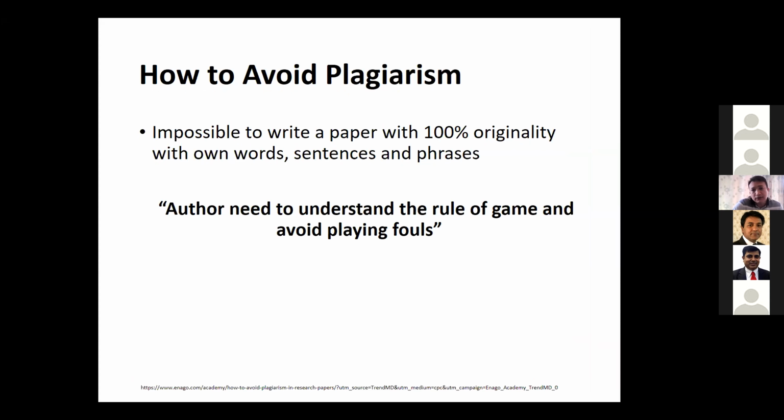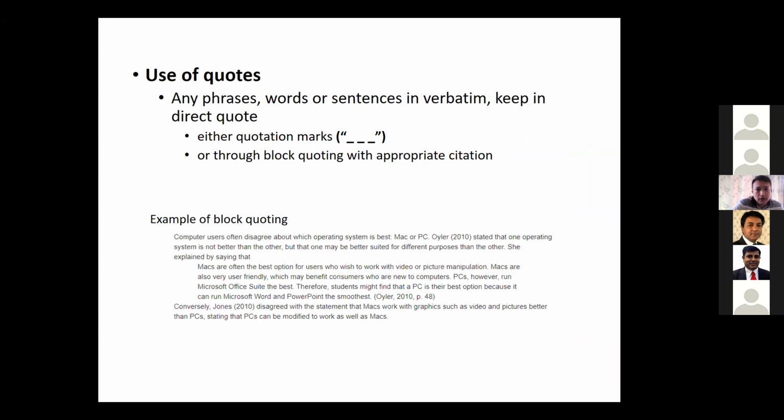So the main part of understanding plagiarism is that this is like a football game. Every player has to understand the rules of football, and you have to avoid playing fouls. You can apply the same thing in our research also. Authors or researchers need to understand the rules of the game and avoid playing fouls. Now let's explain some steps or techniques to avoid plagiarism.